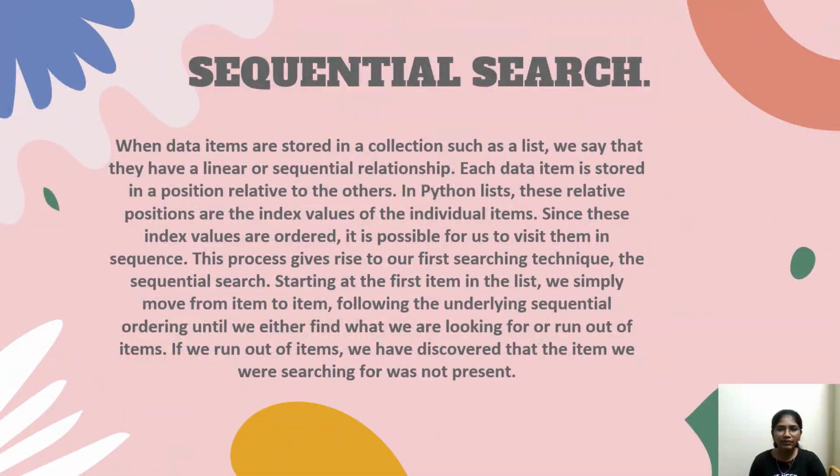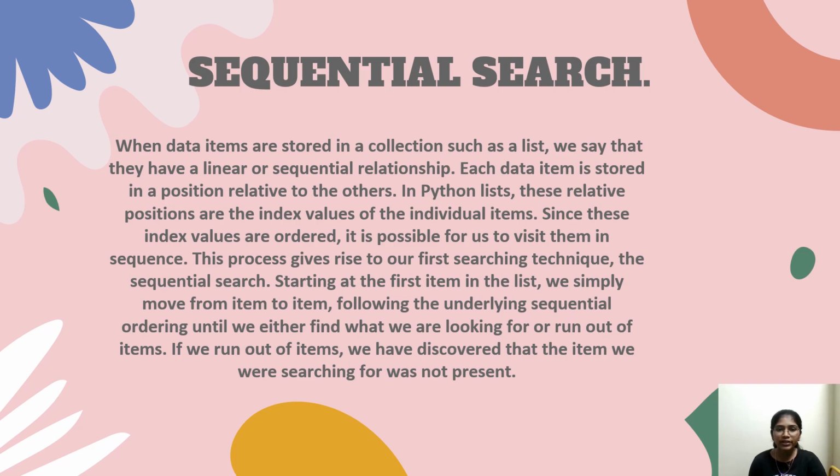Our next topic is sequential search. When data items are stored in a collection such as a list, we say that they have a linear or sequential relationship. Each data item is stored in a position which is relative to the others. In a Python list, these relative positions are the index values of the individual items. Since these index values are ordered, it is possible for us to visit them in sequence.